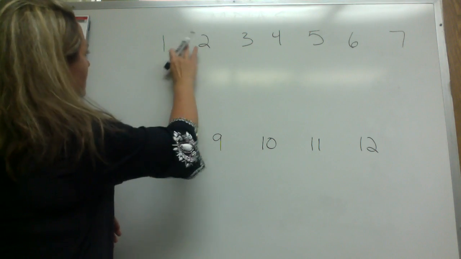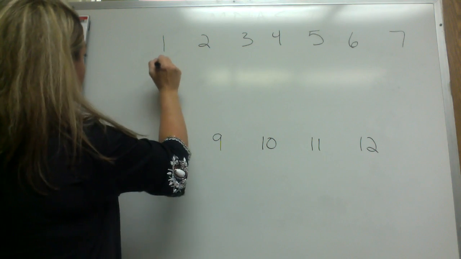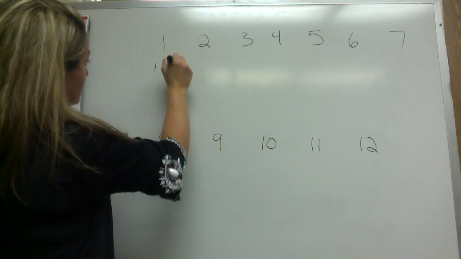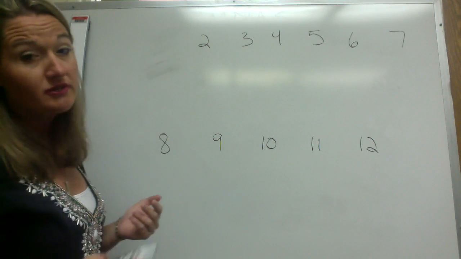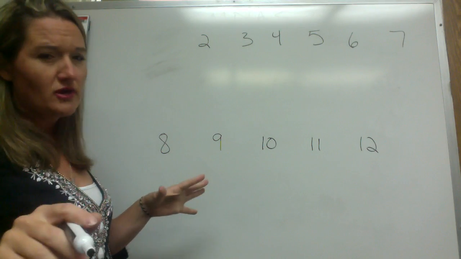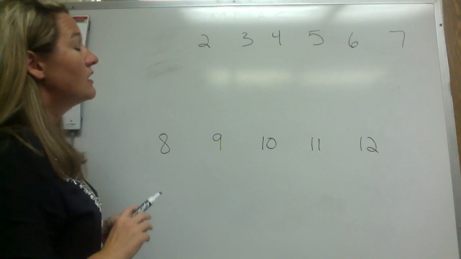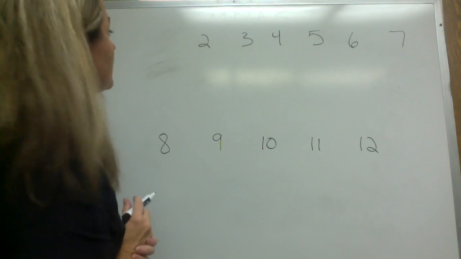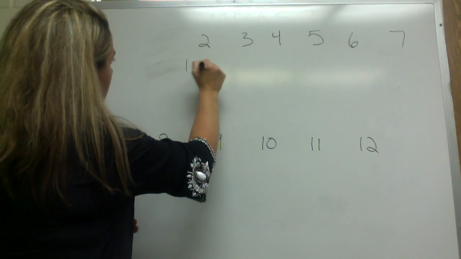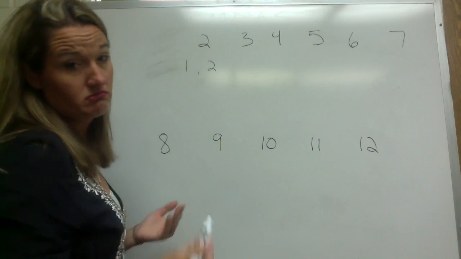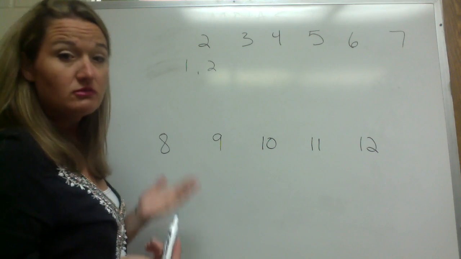1 times 1 is the only thing. Actually, we're not going to talk about 1. I'll tell you right now, 1 is not prime. It's not the other thing, which is composite. It's just its own special number. So we'll actually start with 2. Right off the bat, you do 1 and 2, because 1 times 2 is 2, and there's nothing in between, so the only factors of 2 are 1 and 2.